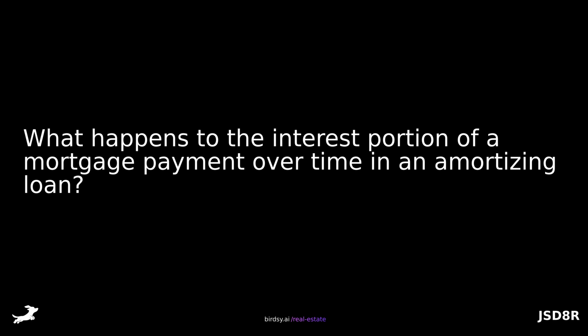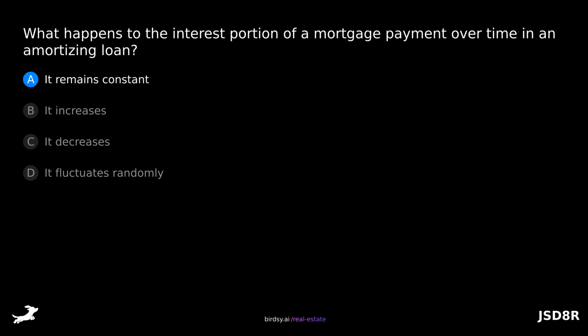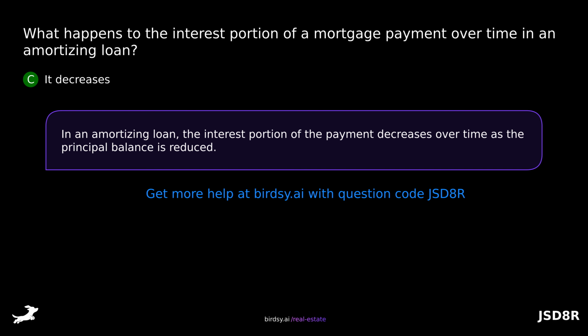What happens to the interest portion of a mortgage payment over time in an amortizing loan? Is it A, it remains constant? B, it increases? C, it decreases? Or D, it fluctuates randomly? The answer is C, it decreases. In an amortizing loan, the interest portion of the payment decreases over time as the principal balance is reduced.